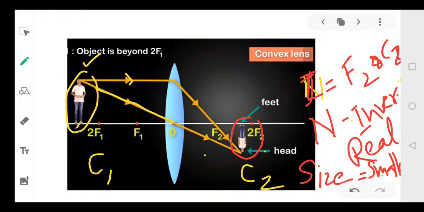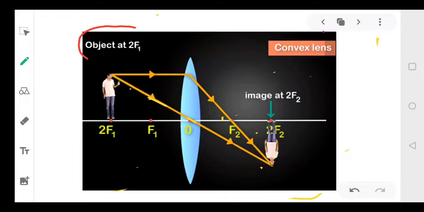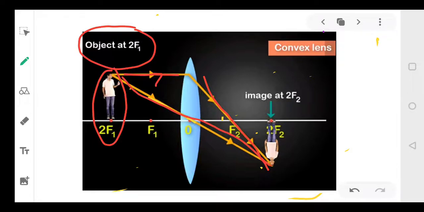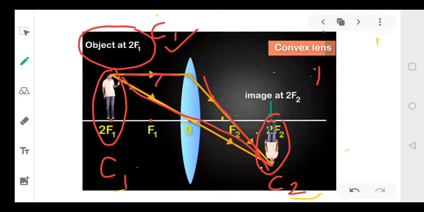Now see, the object is at 2F1. We are placing the object at 2F1. Again we'll take a ray parallel. The parallel ray will pass through F2, and the other ray will pass through the optical center. They will meet at 2F2, or we can say the object is at C1, the image is at C2. So where is the image? The image is at C2. Clear?